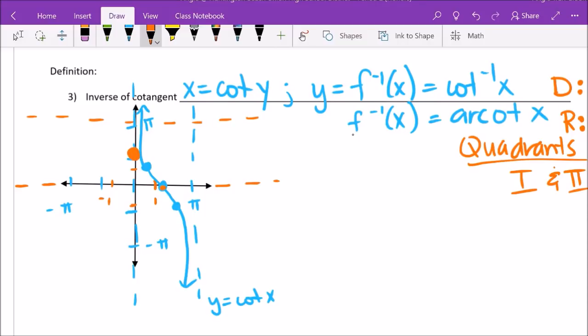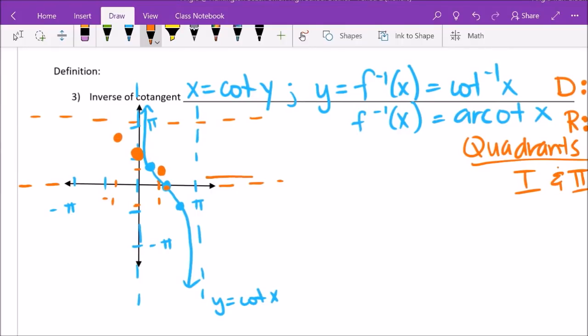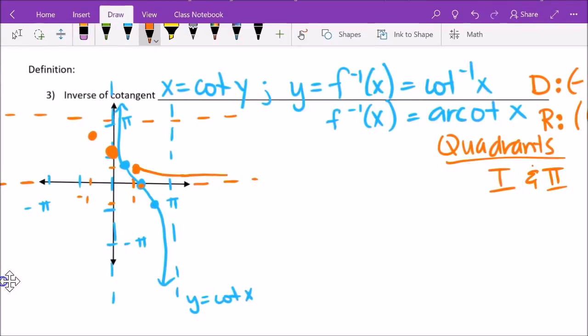2 more points. 1 comma pi over 4. Okay, so 1's right here, comma pi over 4 is right here. 1 more point. Negative 1 comma 3 pi over 4. Okay. And I'm going to turn my paper sideways because I can't really draw nicely. I'm not a very good drawer, grapher.